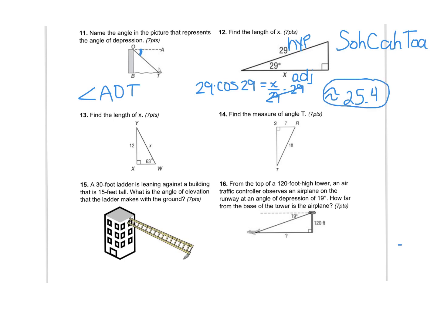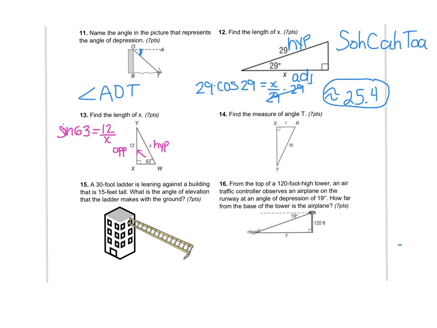Okay, looking at number 13, it says find the length of x. So again, we're going to use some trigonometry here. 12 represents the side that is opposite from the 63 degrees, and x represents our hypotenuse. So it makes the most sense to use the sine function. So we have sine of 63 is equal to the opposite of 12 over the hypotenuse.